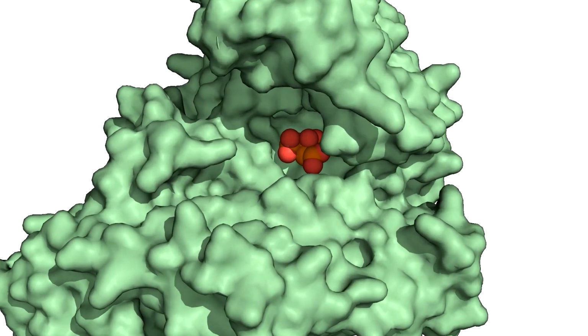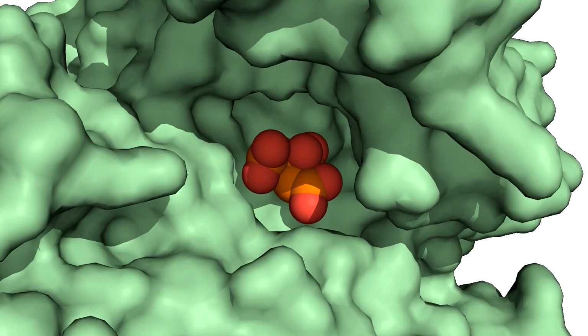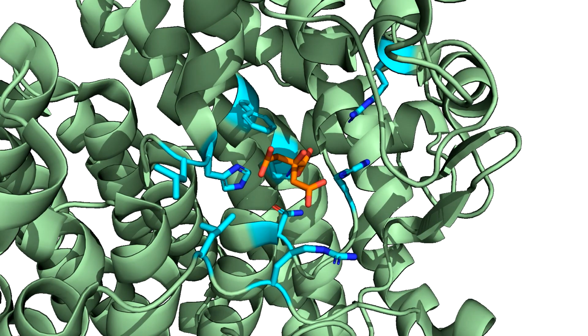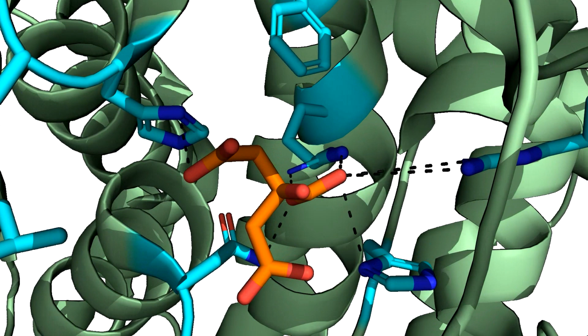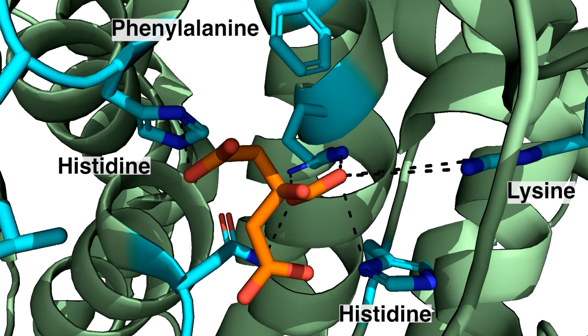Now again, if we zoom in, you can see that citrate molecule is perfectly accommodated within the surface of the area where it binds in the active site of the enzyme. If we zoom in and look at the residues that are interacting with citrate, you can see that there's a lot of different positively charged residues, so histidines, a lysine, that can interact with the negatively charged carboxylic acid groups on this citrate molecule that's shown here in orange.